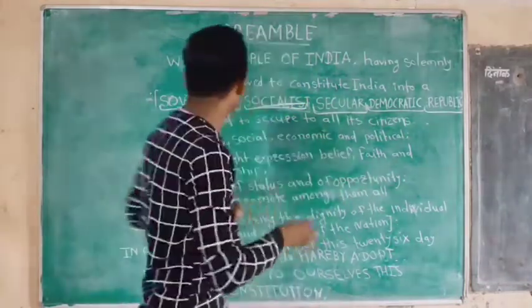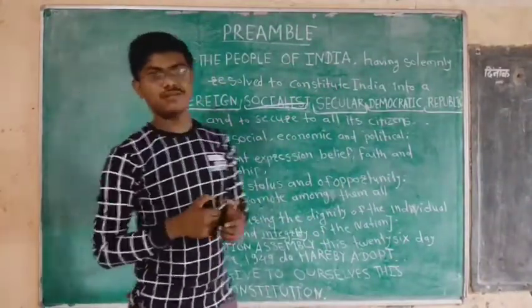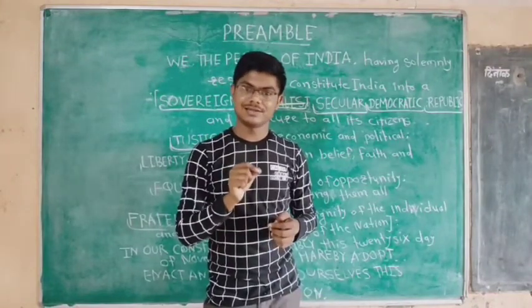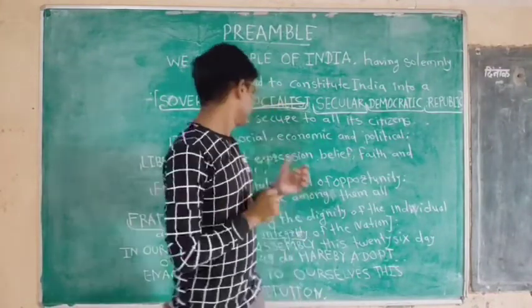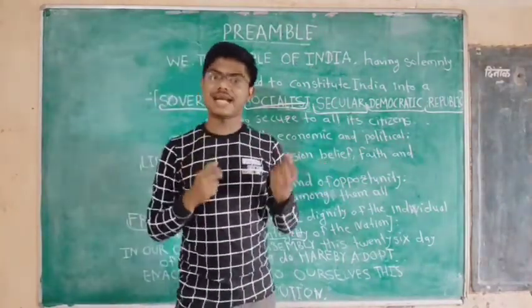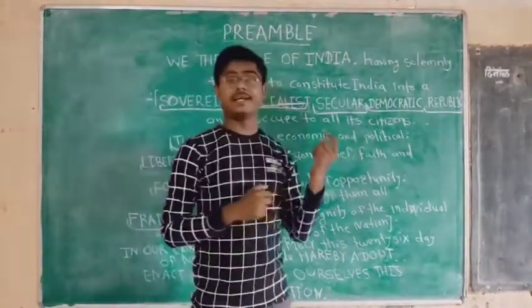Okay, now justice. Citizens cannot be discriminated against on the grounds of birth, religion or gender. What kind of justice does the Constitution grant? That is social, economic and political.